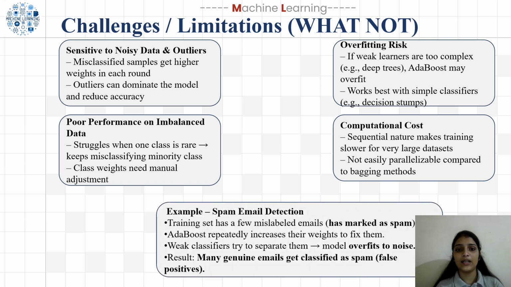Let's see a real-time example of spam detection. If the dataset has mislabeled emails, AdaBoost will keep increasing their weights. The weak learners will try to fix them, but this may cause the model to overfit and wrongly classify many genuine emails as spam.